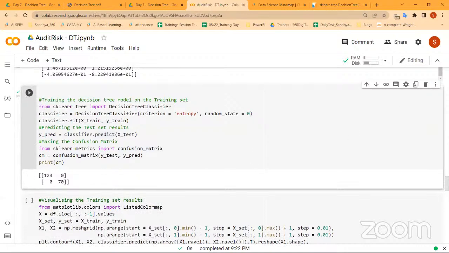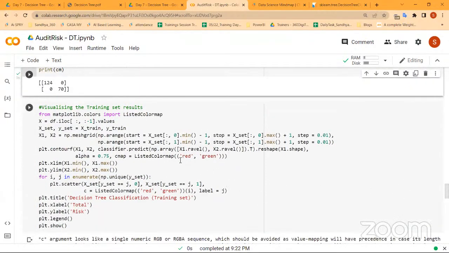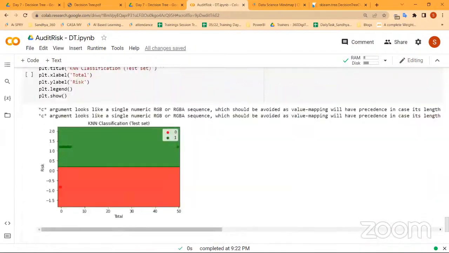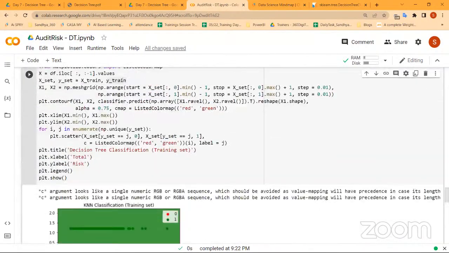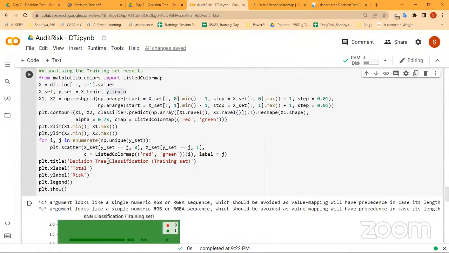Then let's move on to the next step, where I'm trying to plot my data. For plotting, I'm calling one of the best known libraries in Python, matplotlib. In matplotlib, I'm calling a listed color map, where I'm trying to add my X train data as well as Y train data. First I'm plotting the train data, and next I'll be plotting the test data. If both are the same, it means my model is 100% accurate, right? So let's try to plot it, friends.